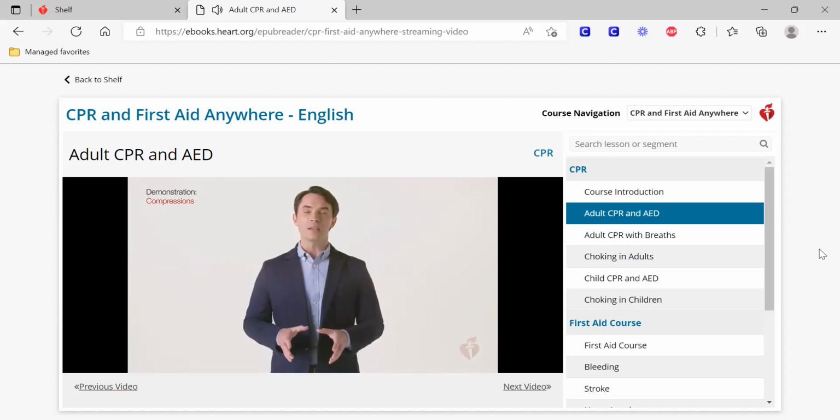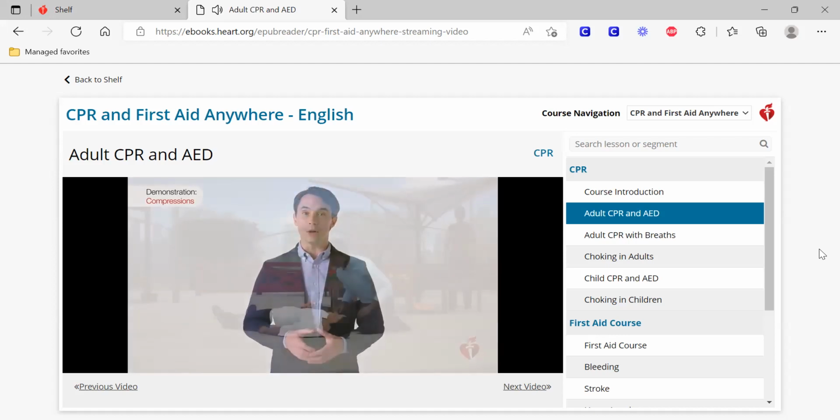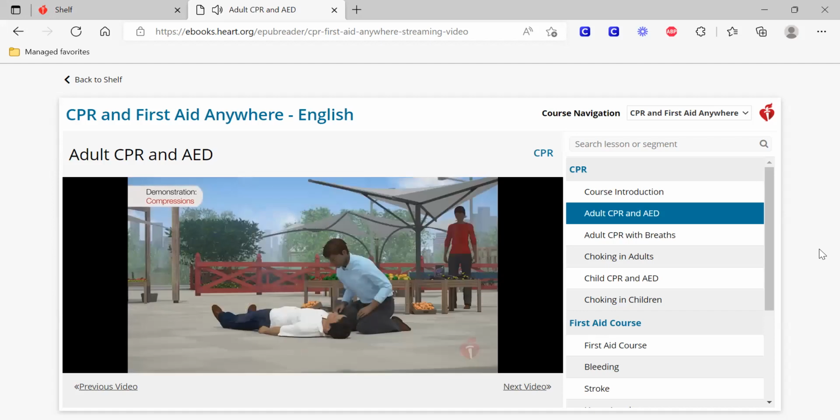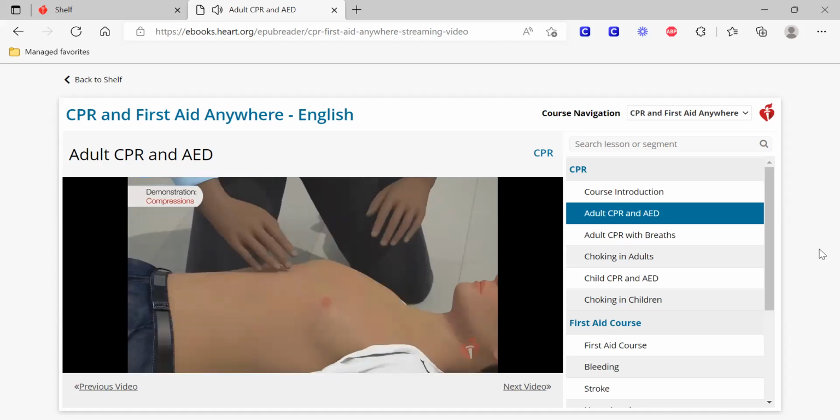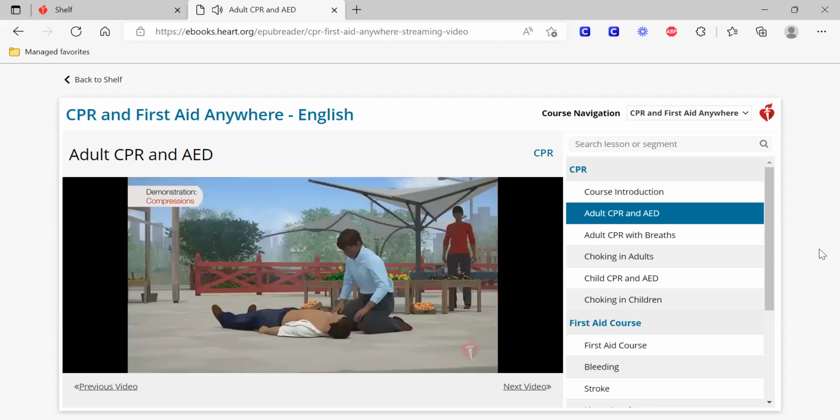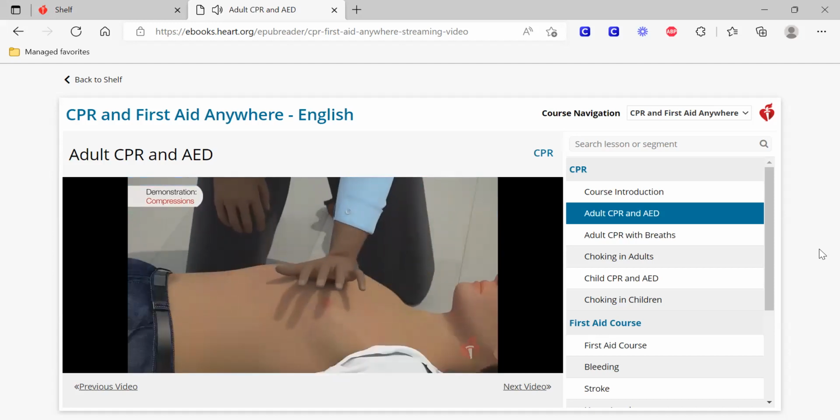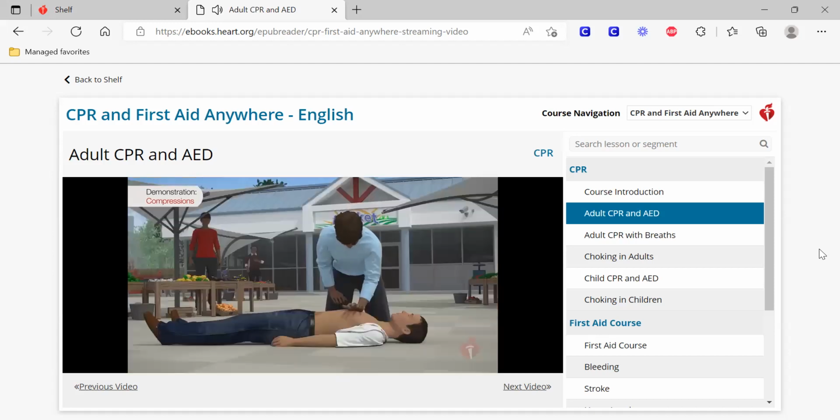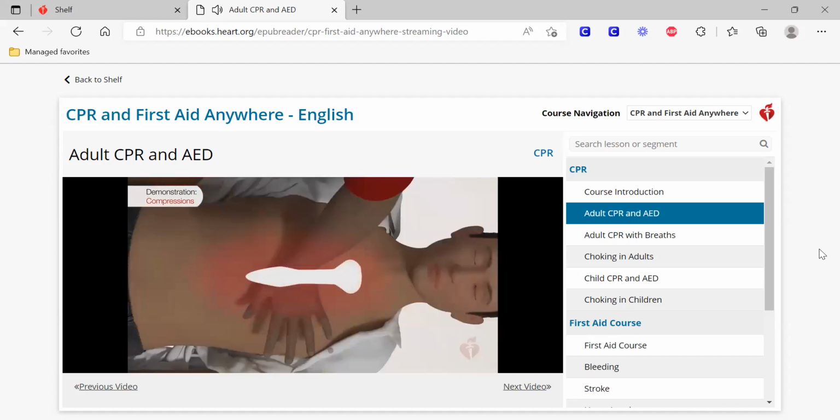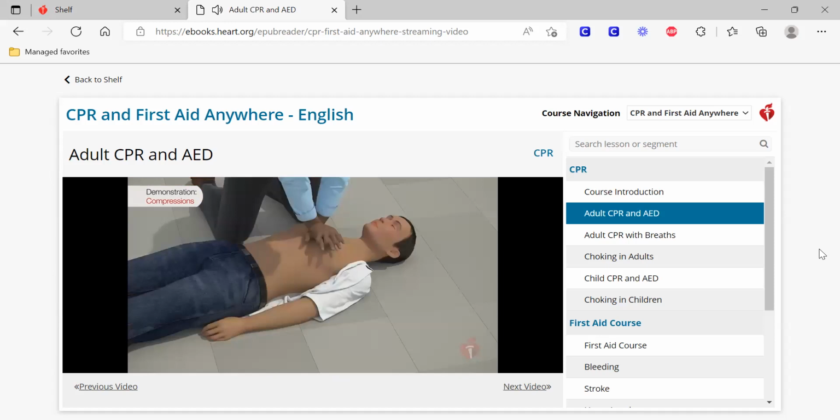Before giving compressions, make sure the person is lying on a firm, flat surface like the floor. To give compressions, kneel beside the person's chest. Move the person's shirt out of the way so you can see where to put your hands. Put the heel of one hand in the center of the chest on top of the breastbone, and put your other hand on top of the first. Keep your hands in the center of the chest and push hard straight down.